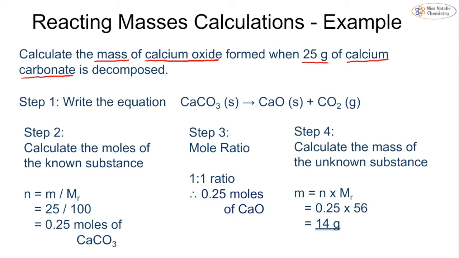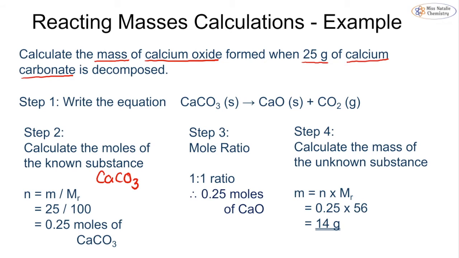So the known substance is the one that I'm told something about in the question, and in this case it is the calcium carbonate. Now I can work out the number of moles by doing 25 from the question as my mass and divide it by the MR of 100 to get 0.25 moles of calcium carbonate.